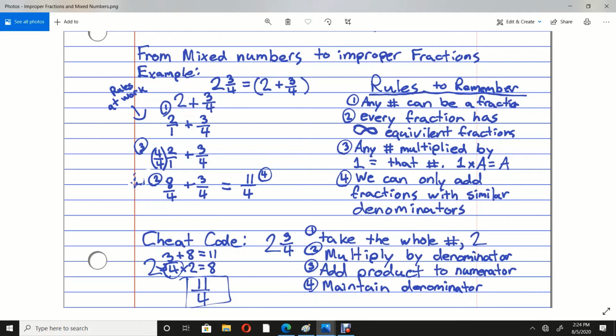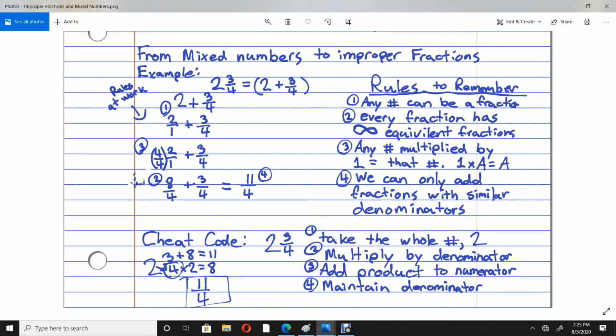So down here is the cheat code I wrote. When you're turning mixed numbers into improper fractions, take the whole number. In this case, it was 2. You multiply that by the denominator, which in this case was 4. You add the product to the numerator. That was 3. So you add 3 plus 8. Maintain the denominator. So 11 over 4.